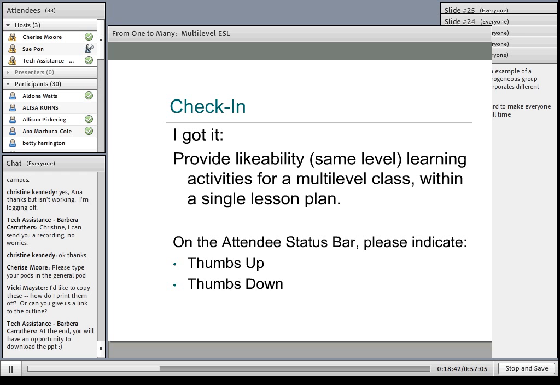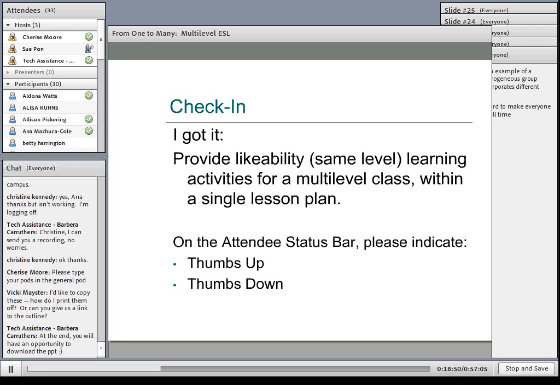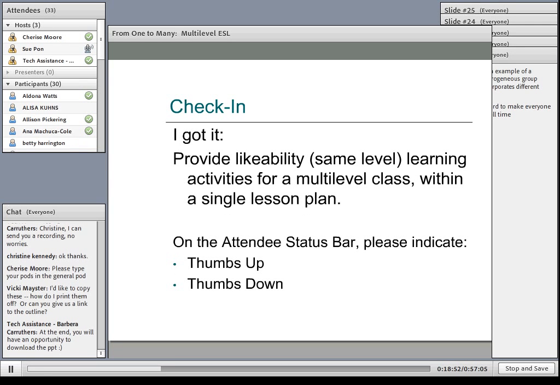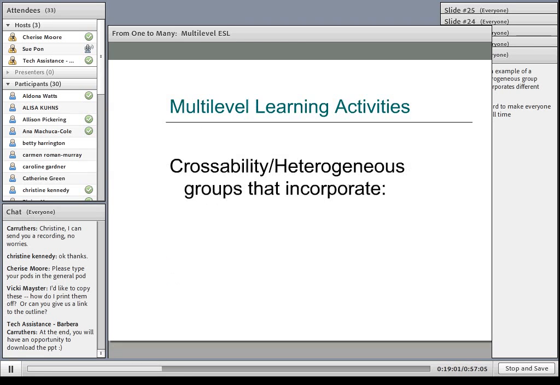I'm seeing some positive response here. All right. Thank you. It looks like most of us got it. So I hope that you see that there are some things that you can do right away with your class. So let's move on to crossability heterogeneous activities.